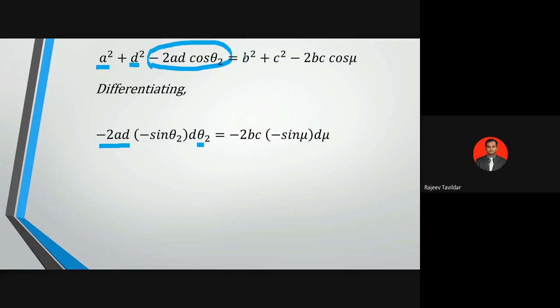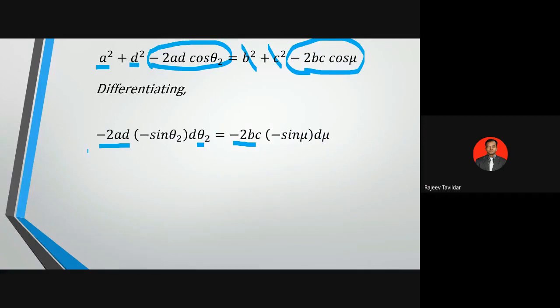Similarly on the RHS, b square is constant, c square is constant, so the differentiation becomes 0, and differentiation of minus 2bc cos mu: minus 2bc is constant, cos mu becomes minus sin mu into d mu. A very basic and simple differentiation of the equation. I hope it is clear and you don't have any doubts here.